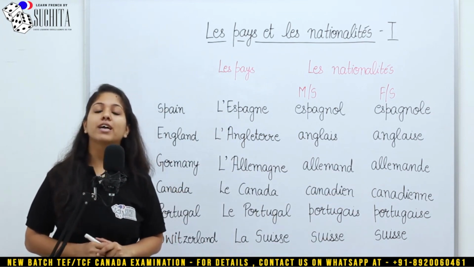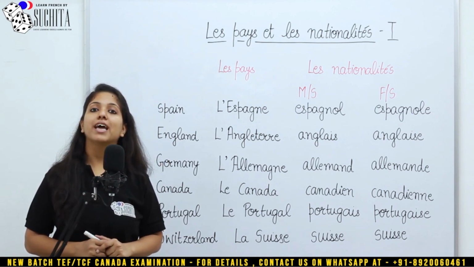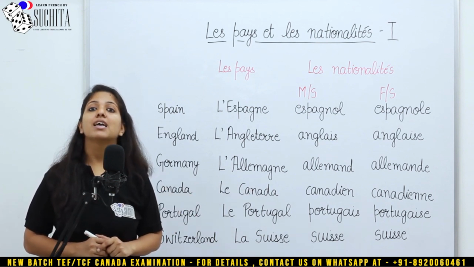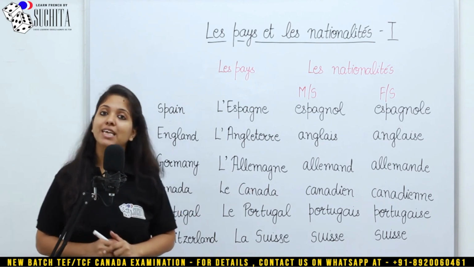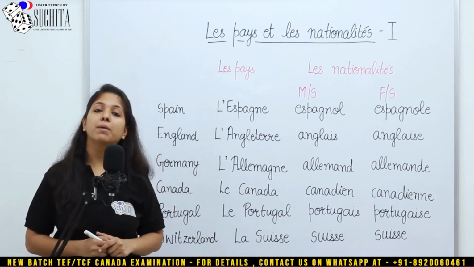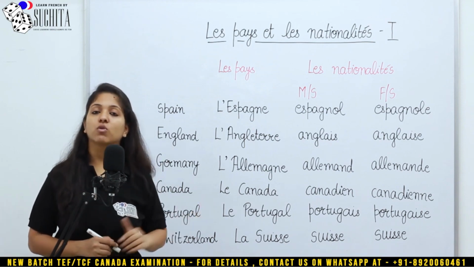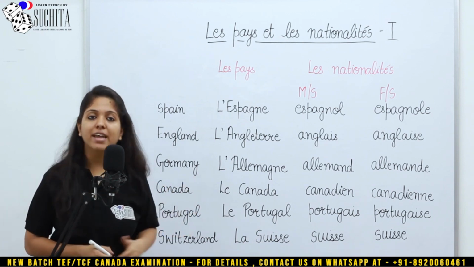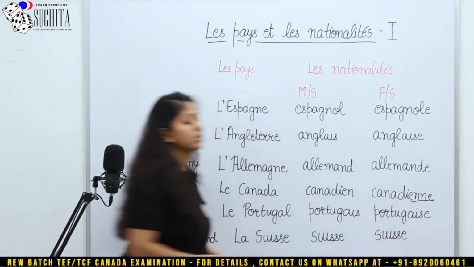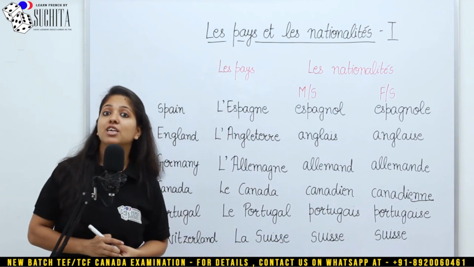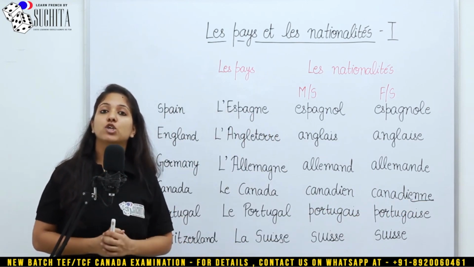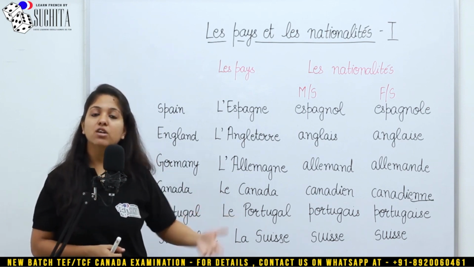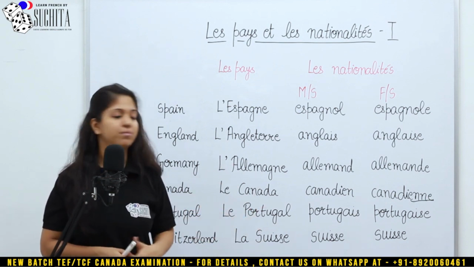Allez, Canada. Canada is le Canada. The nationality is Canadien. And now it is ending with EN. So in order to make it feminine, we'll apply ENNE. So Canadien, Canadienne. All the nationalities which end with EN, in order to make their feminines, you apply ENNE. So Canadien, Canadienne.